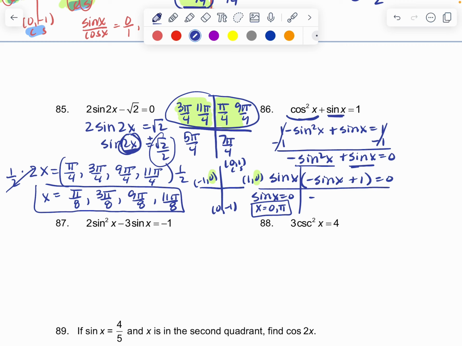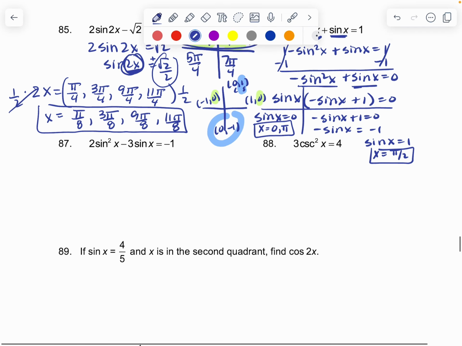And then I've got negative sine of x plus 1 equals 0. If I subtract 1, I'm going to get negative sine of x equals negative 1. If I divide by a negative, I'm going to get sine of x equals 1. So where does the y value equal 1? And that would be right here. Okay, down here it equals negative 1, so I don't want that one. So it's just going to be at x equals pi over 2. So my three answers are then 0, pi, and pi over 2.